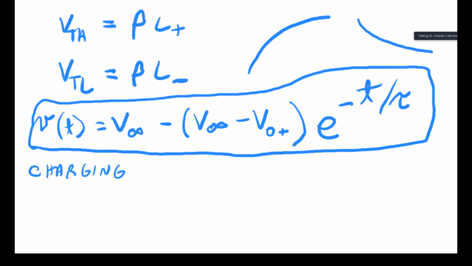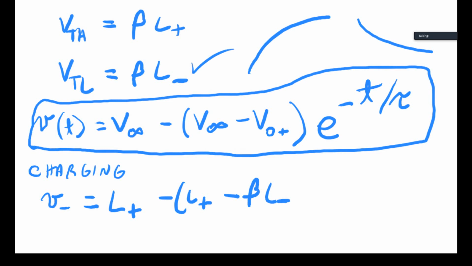So when you are charging, the value that you are interested in is V minus, which is going to be the eventual value, the V infinity, of the charging voltage, and that is going to be L plus. Then the value that triggers it, V sub 0 plus, the value that you start from and triggers the switching, is beta times L minus. Because if you're going to L plus, you were at L minus. And where do you start switching? Well, you start switching and start charging at this voltage.